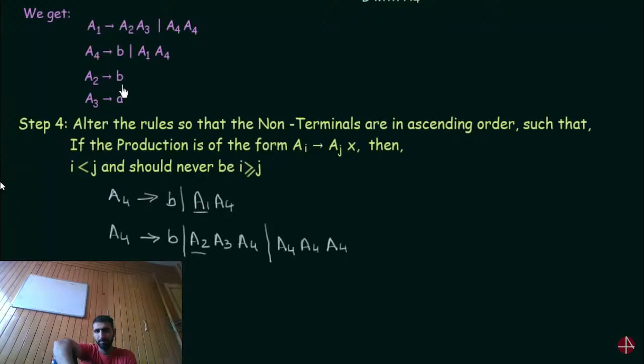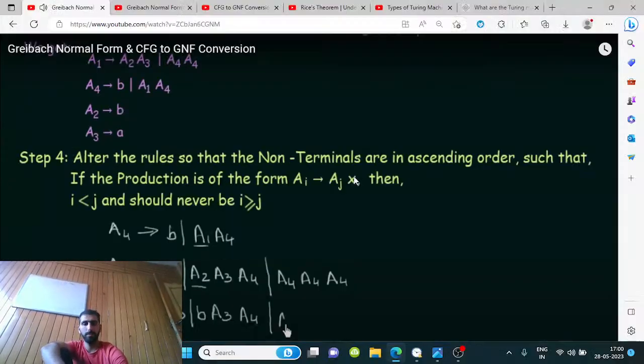A2 gives B. Now let me try to replace A2 with B. So this A4, let me write it, A4 gives B, this B as it is, and instead of A2 I will write B, and the rest of the things I'll write as it is, A3 A4, and this part also I'll write as it is, A4.